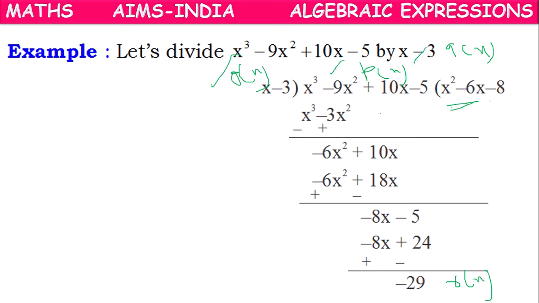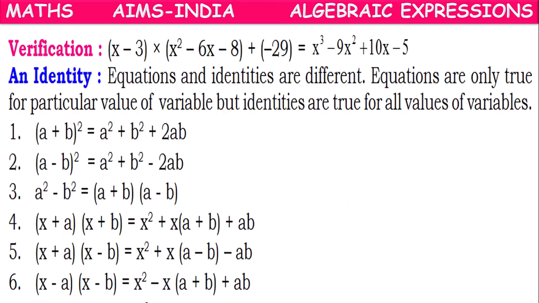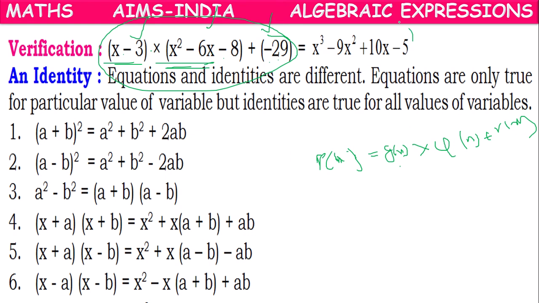Whether it is true or not, we can check it by verification method. The rule is p of x equal to g of x into q of x plus r of x. If you multiply all these terms, it will be equal to this p of x. So our answer is correct. It is verified.